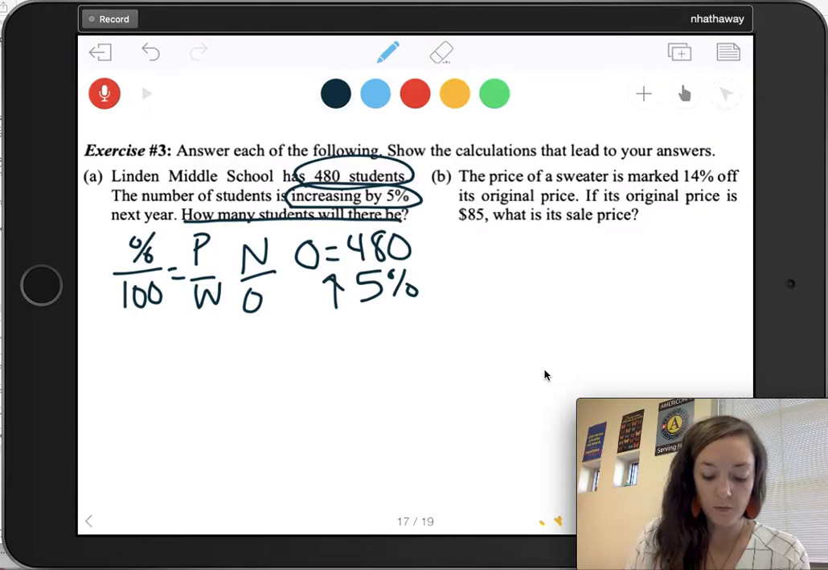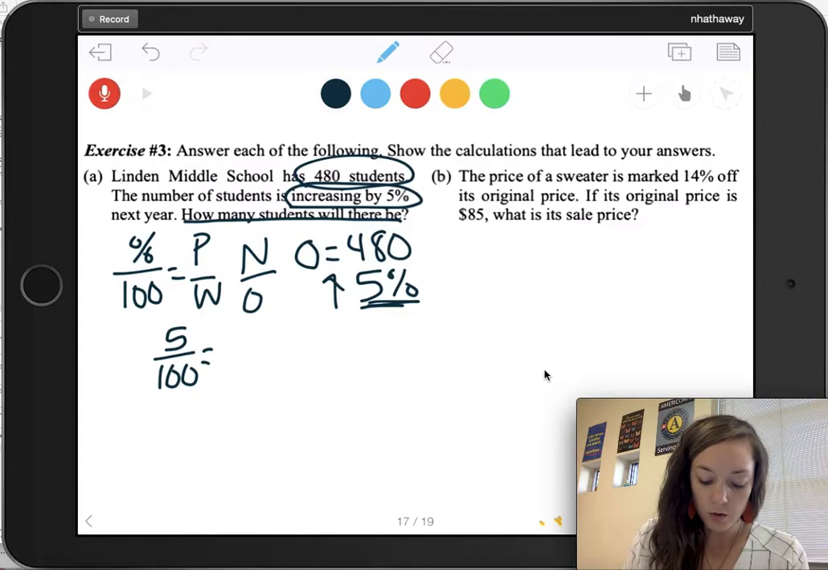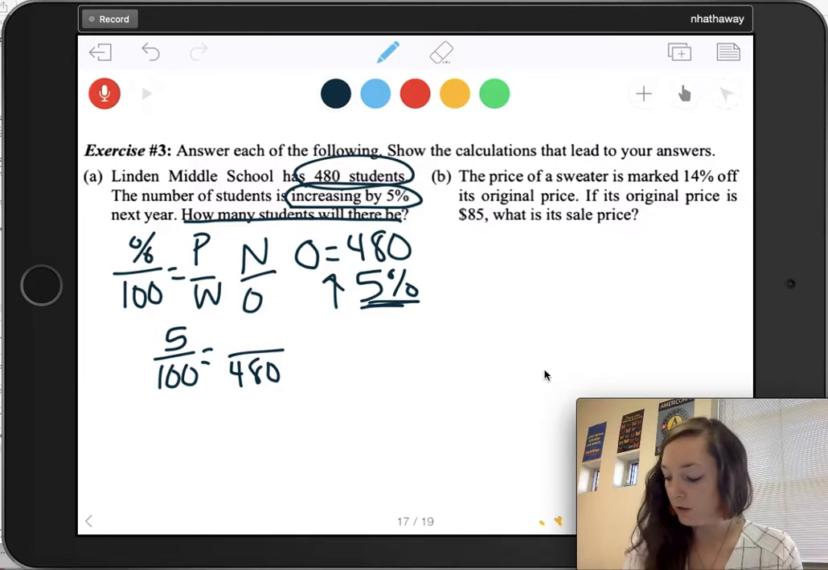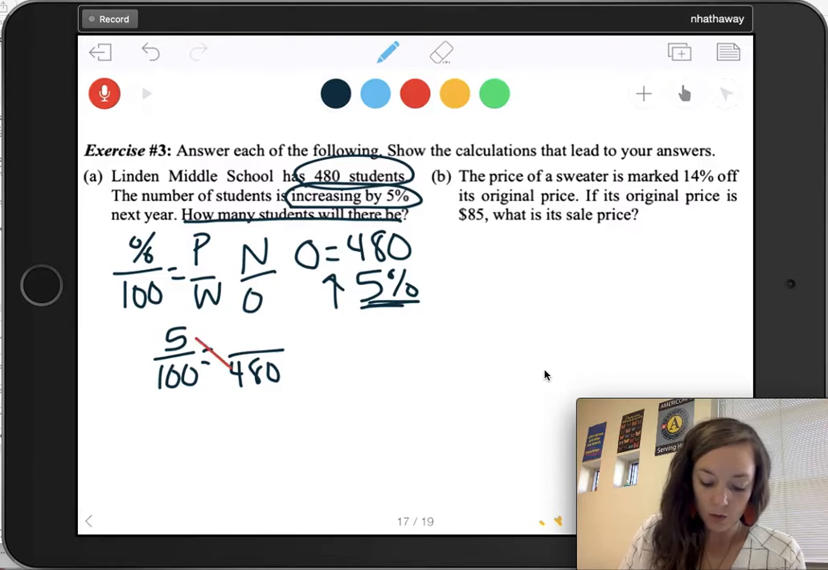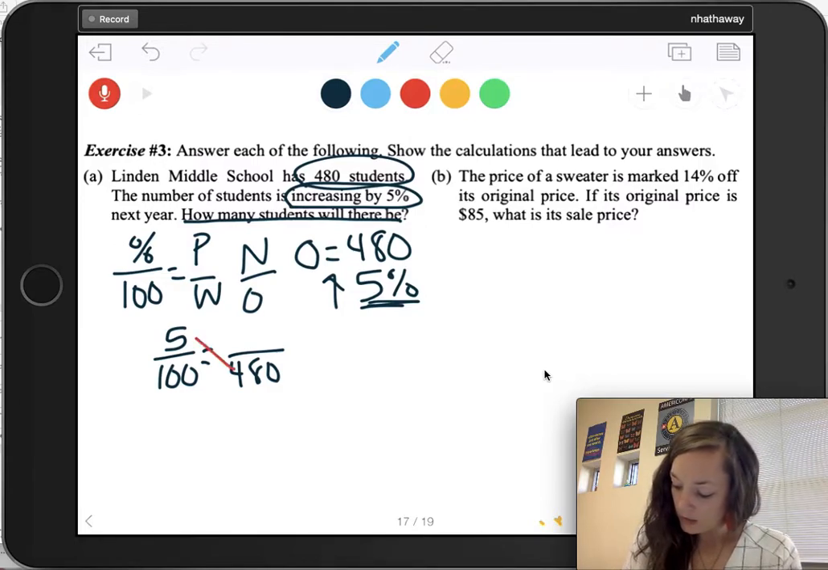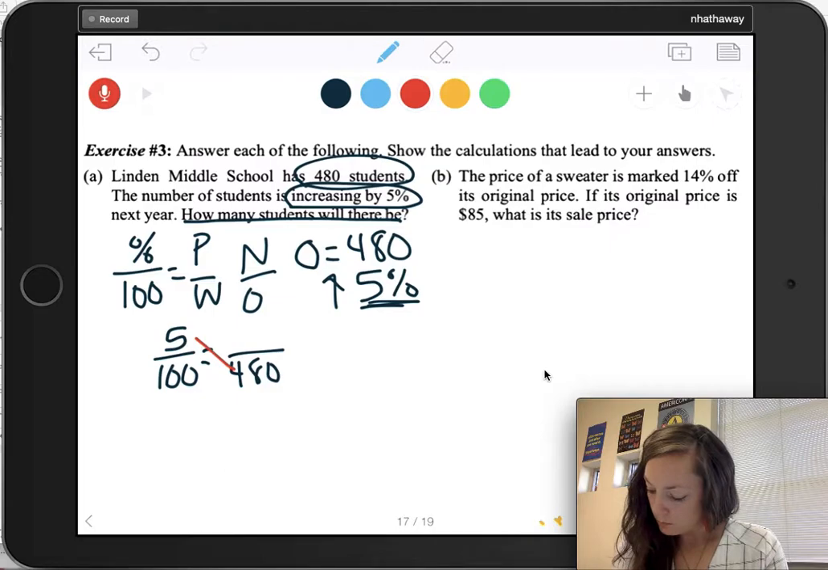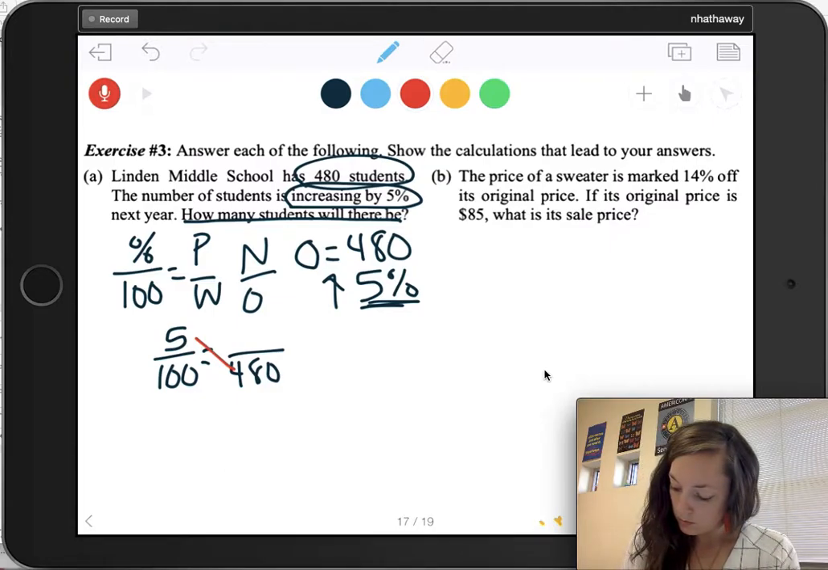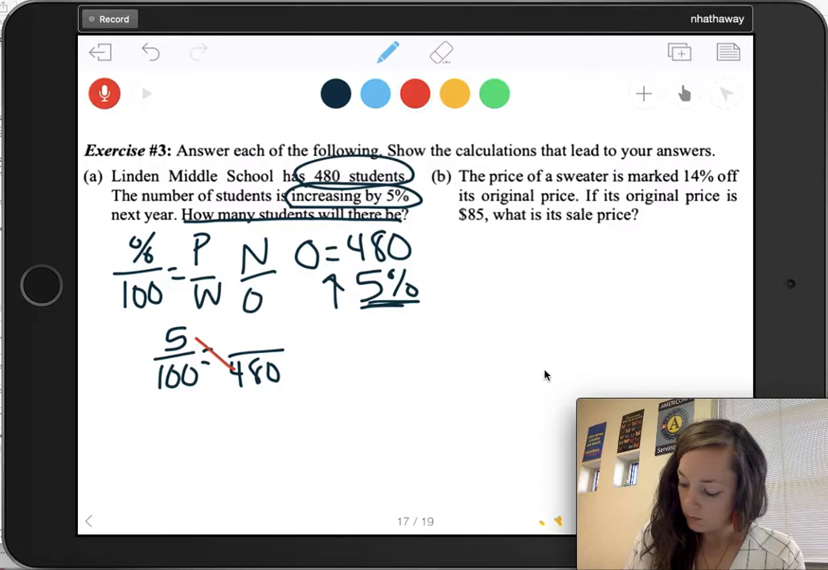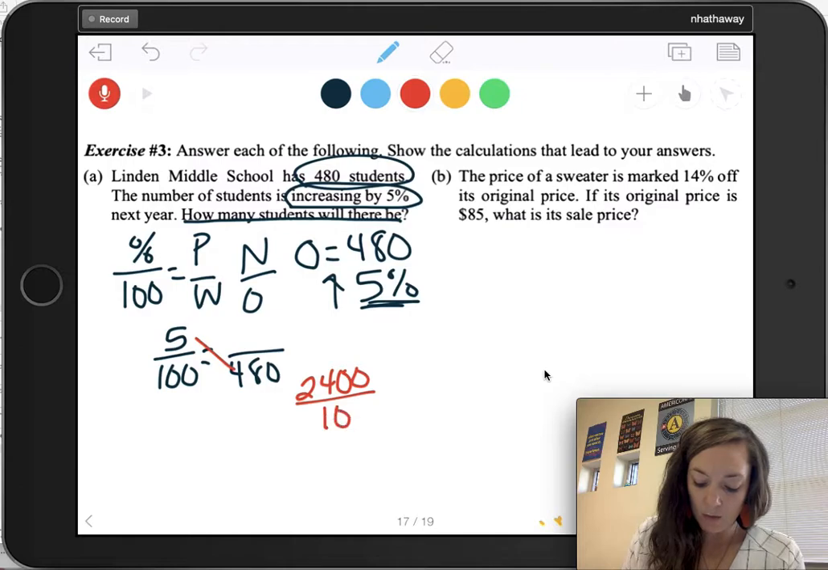So let's do what we did before. We have percent, 5% over 100. Our original or our whole is 480. And we're finding our part or our new value. So when we do this, we do 5 times 480 and we get 2,400. And then we divide by 100 to get 24.